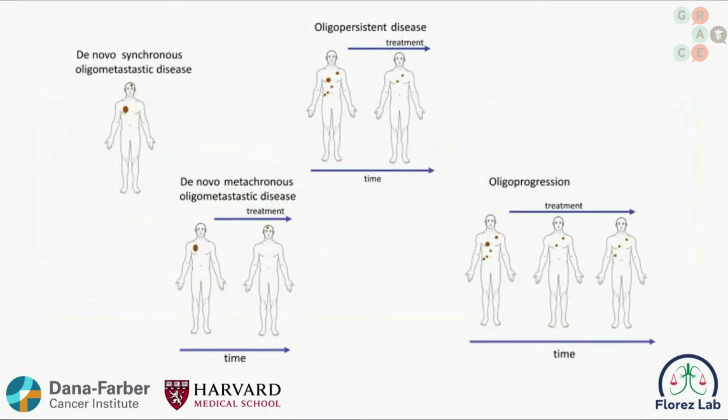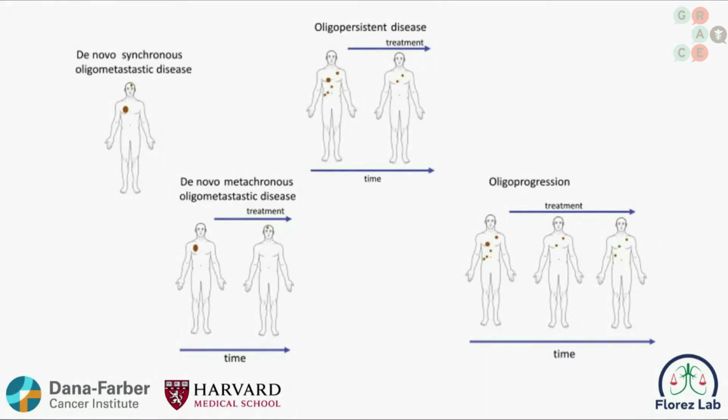So I use this diagram because it really helps understand several concepts, and they all start with the word oligo, which means few. So we have patients that have de novo, meaning at the moment of diagnosis, they have oligometastatic disease. It means the disease traveled from the lung to another site, compared to other patients that may present with cancer in many, many organs, right?